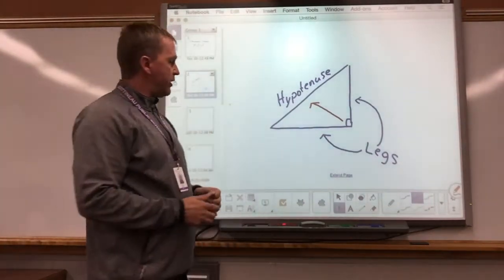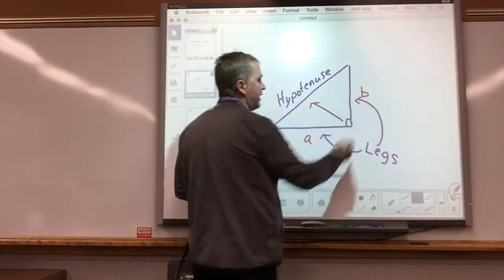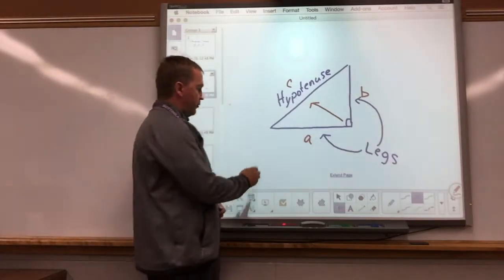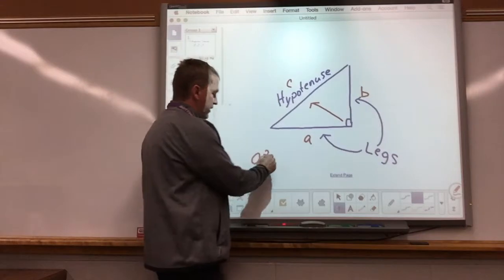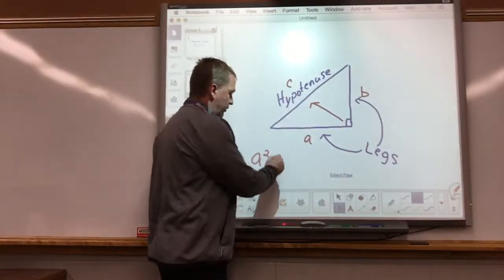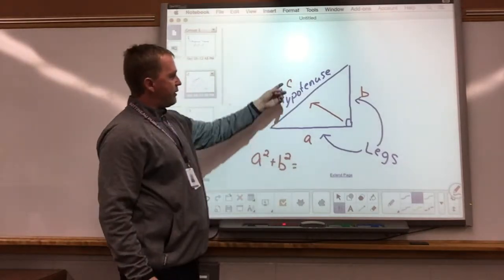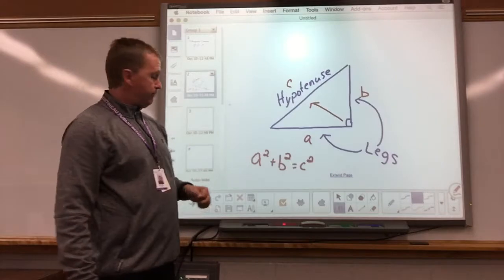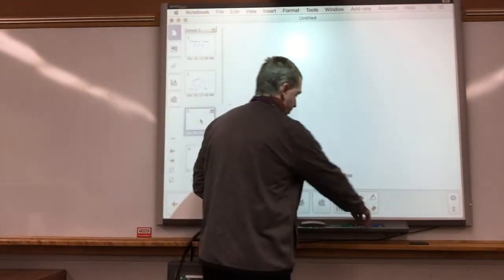When it comes to the Pythagorean theorem, the two legs are known as A and B, and the hypotenuse is known as C. The theorem itself then becomes: if I square A, which is one of the legs, and add to it the square of the other leg, so A squared plus B squared, that has to be the same as the hypotenuse, which is C squared. So we'll look at a couple of situations now for how we might actually use the Pythagorean theorem.